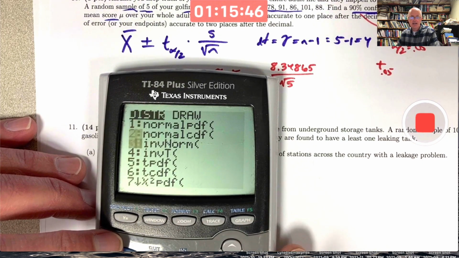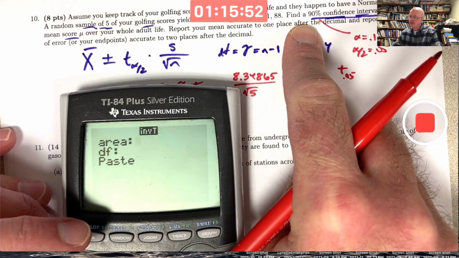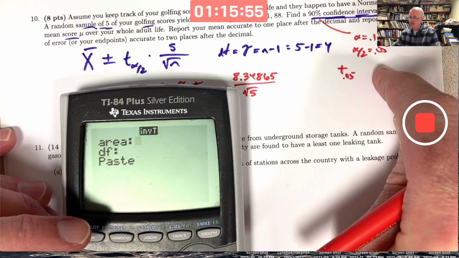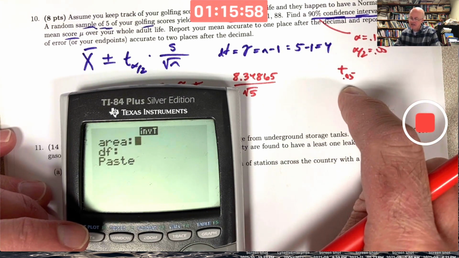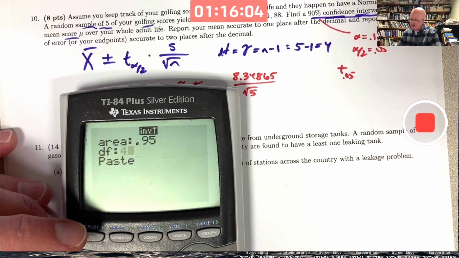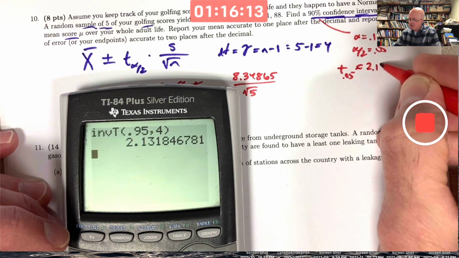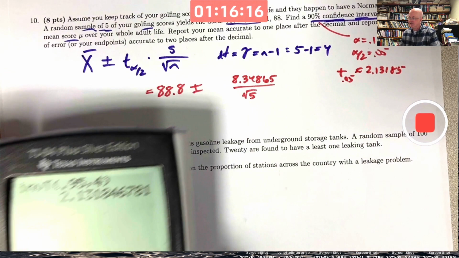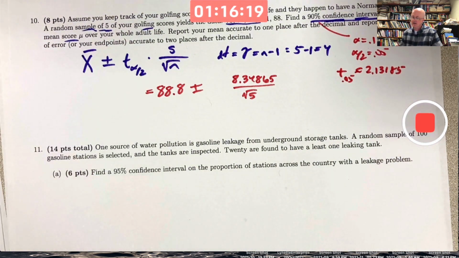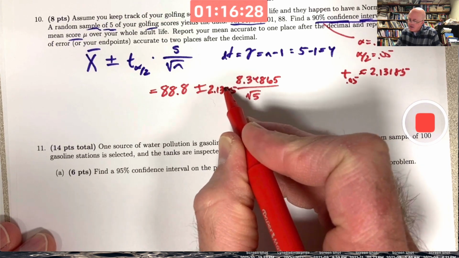Distribution, inverse t. Again, 90% confidence interval. Alpha is 0.1. Alpha over 2 is 0.05. So the area to the right of the t value is 0.05. So the area to the left is 0.95. 4 degrees of freedom. This is about 2.13185. I think in the back of the book it just rounds it to 2.132. It's probably good enough to get the places of accuracy that we want. 2.13185 goes there.